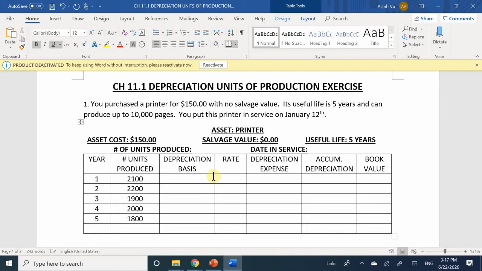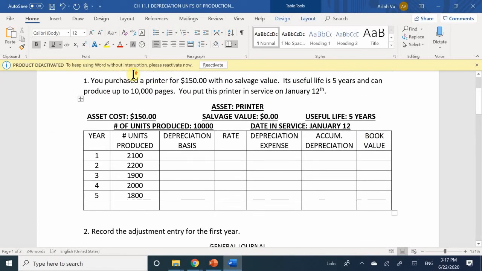Okay, we're still trying to fill in the information about this asset. So how many pages can it produce? 10,000. Okay? And when did you put it into service? January 12th. Perfect. Okay, so let's go ahead and get started.